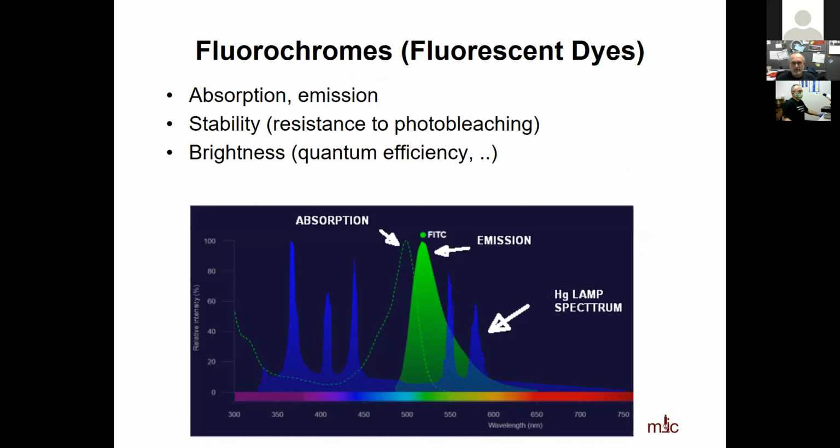So, fluorochromes or fluorescent dyes. What we like to know about a fluorescent dye is where is the absorption peak, because that will tell us what the wavelength of light we should use for excitation.